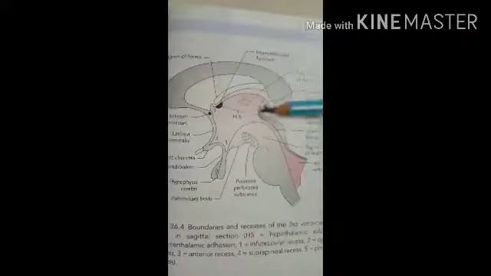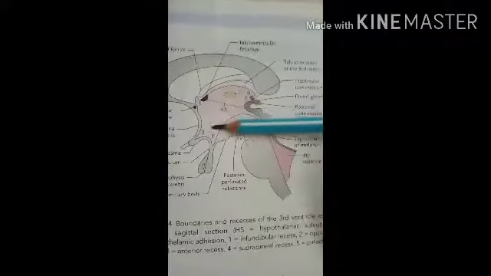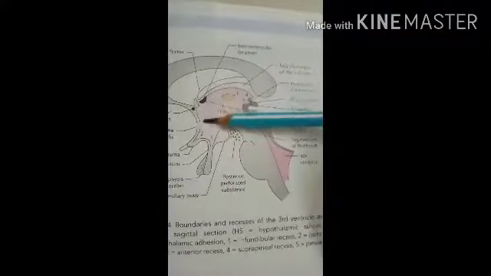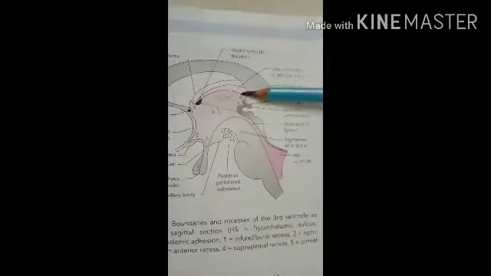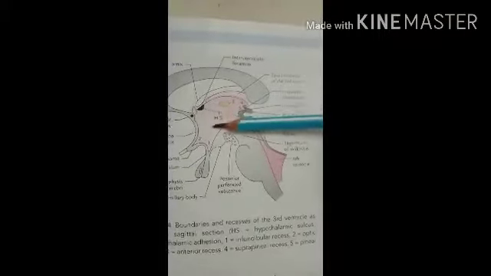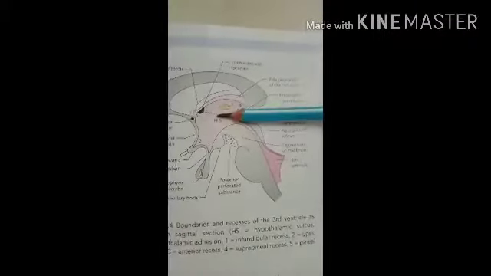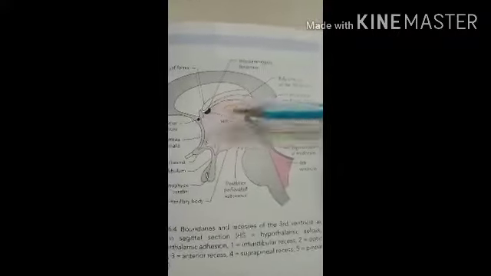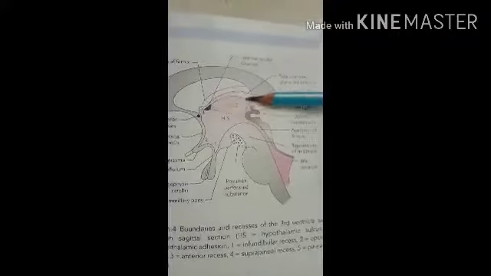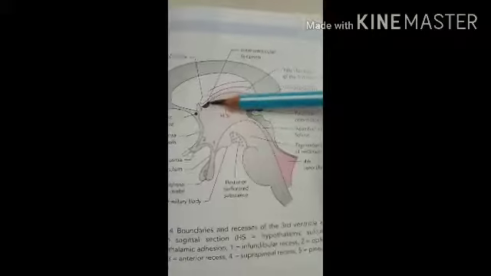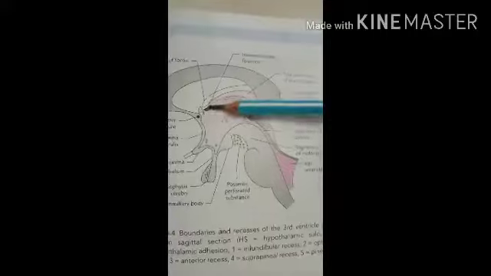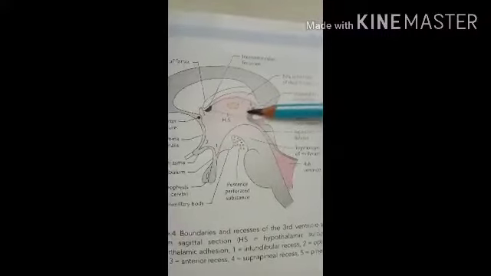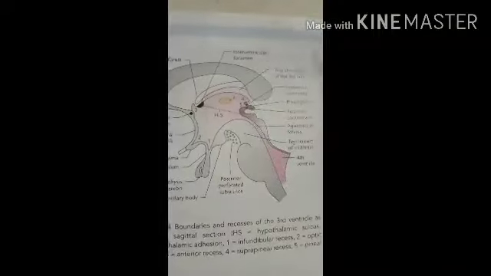After completion of the lateral ventricle, let's see the third ventricle. This pink color cavity is the third ventricle. It is the cavity of the diencephalon, a midline slit-like cavity situated between the thalami and part of the hypothalamus. Here the thalamus is present, and here the hypothalamus is present, and between the thalamus and hypothalamus this margin is present, called the hypothalamic sulcus. So between these two structures, the pink color cavity is called the third ventricle.